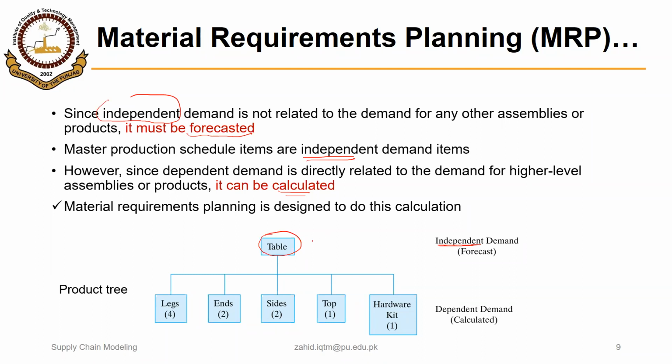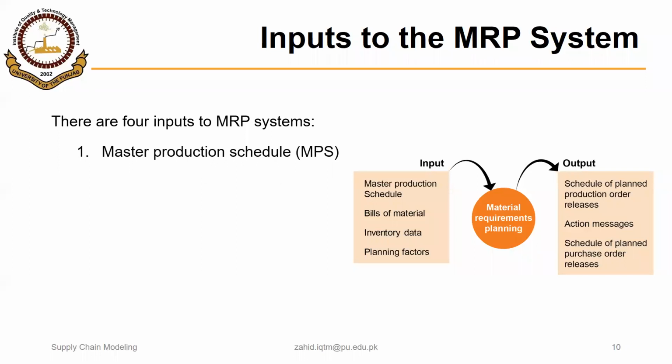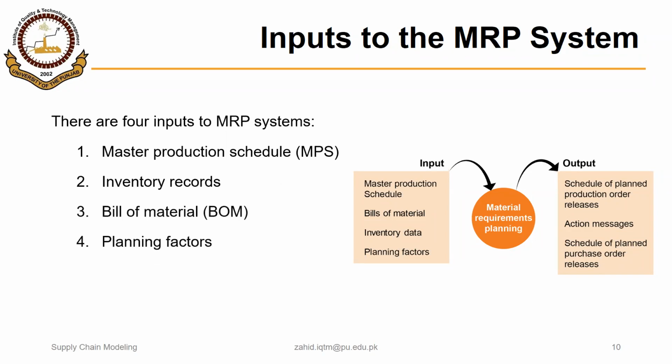And the demand for the components or sub-assemblies of this table, like legs and ends of the table, sides, top, and hardware, is the dependent demand, and that has to be calculated and can be planned using MRP. So there are 4 inputs to MRP systems. One, as we have discussed, is the master production schedule, or MPS. The second is inventory records. The third is the bill of material, and the fourth is planning factors. So these are the 4 inputs.